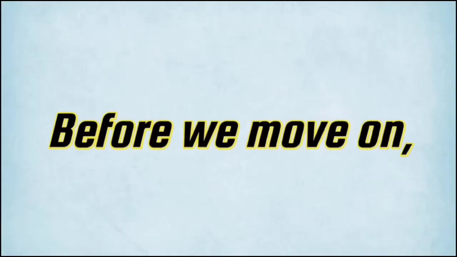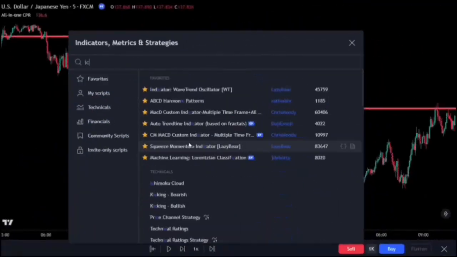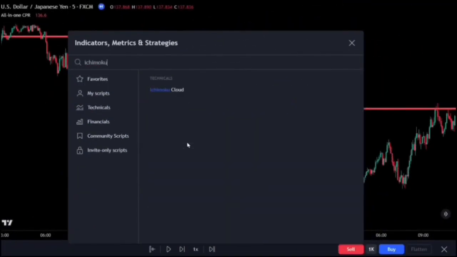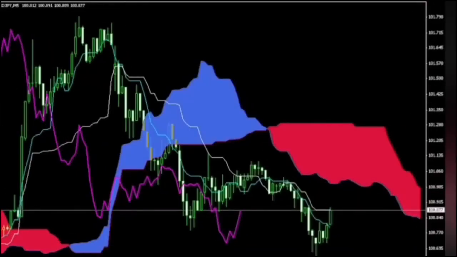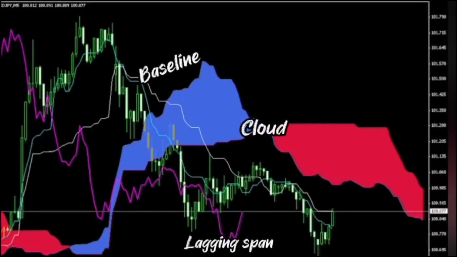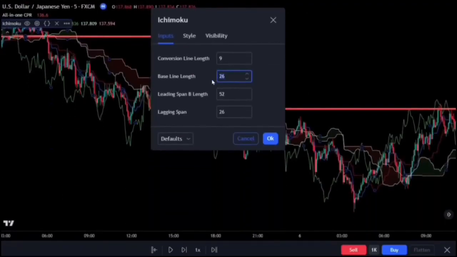Before we move on, we need a baseline to better equip us with good entry points. Simply add the Ichimoku Cloud by TradingView to the chart. The Ichimoku Kinko Hyo, or Ichimoku for short, is a technical indicator used to gauge momentum, along with future areas of support and resistance. Let's also adjust the settings for this indicator.